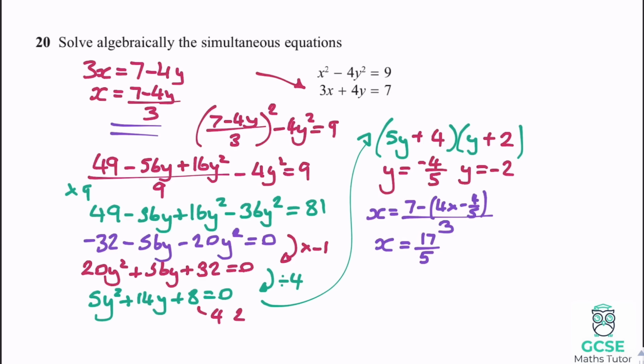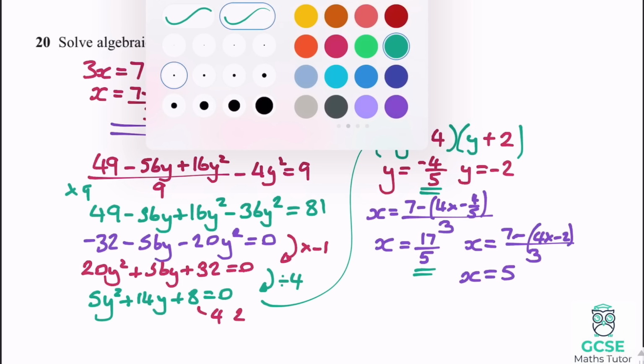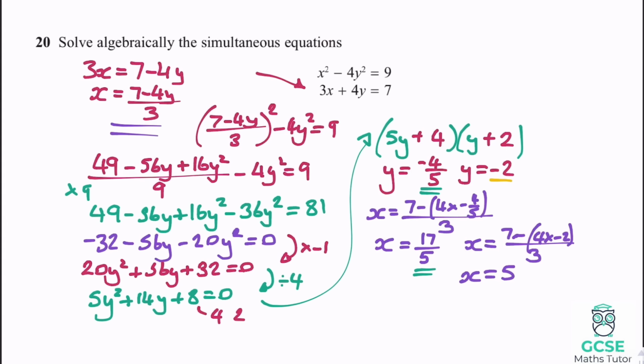And our other solution here, which I'll try and fit in, what do we get? We get x equals, and type it in on the calculator again, 7 minus 4 times -2, when y is -2, and again divide it all by 3, and you get x equals, that's a nicer one, x equals 5. There you go. So there's a lot going on there. You've got when y is -4/5, x equals 17/5, and the other one here, when y equals -2, x equals 5, and there are your solutions for this quadratic simultaneous equation.